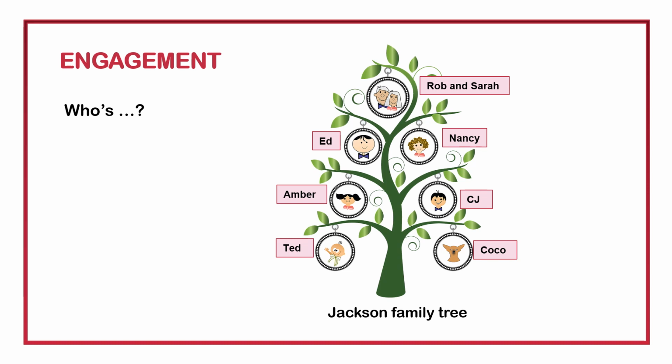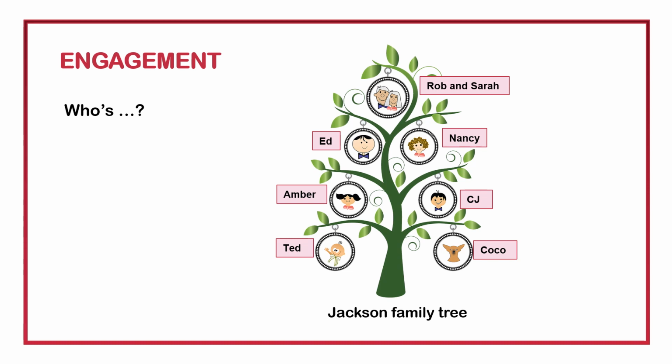So we'll begin with the Jackson family. You can see Jackson family tree in the picture. What is a family tree? As you can see, it's a tree. But the real thing is that it shows the relationships between people in a family. So for example, on the top we have Rob and Sarah, who are the grandmother and the grandfather, as it is obvious. And then we have their children.